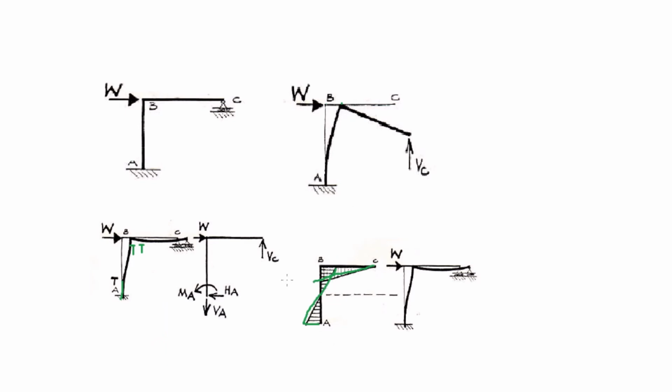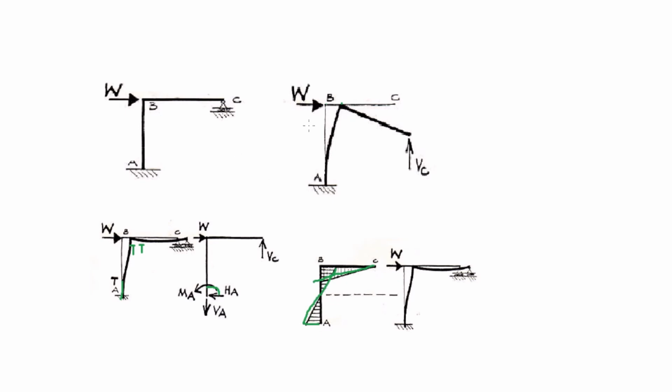We can now draw the deflected shape, being careful to maintain the horizontal reaction. HA will balance the applied load, and the vertical reaction VA will be opposite to the reaction VC, correct? And there will be an anti-clockwise moment at A, which is confirmed by the tension on the left hand face of the column AB. In AB, the tension is on the left hand side.